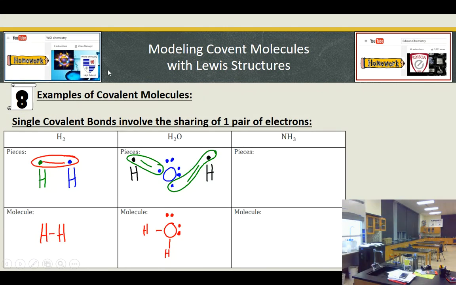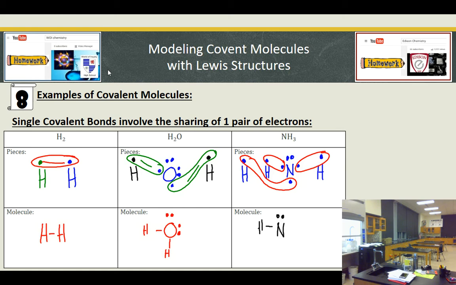So NH3. Here I have 3 H's, so H, H, H. I'm going to do my N. Nitrogen has 5 valence electrons. I'm starting to color code this. So let's see, these 2 bond, these 2 bond, these 2 bond. Pairing up my electrons. So that gives me nitrogen in the middle with these 2 electrons up top.